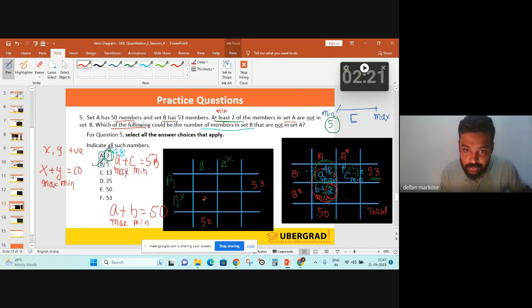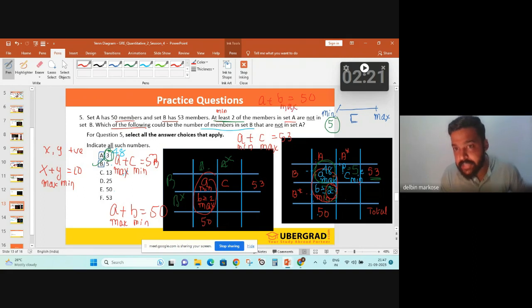Now I'm trying to find the maximum value. Let me fill in 53 and 50 here. I know the minimum value for B is 2; you can assume 3, 4, like this. Same thought process for A and C: I just want to find the maximum value. A plus C is 53, given. If I want to find the maximum value of C, A should be minimum. Same thought process for A plus B, which is 50. Now, if I want to find the minimum value of A, B should be maximum.